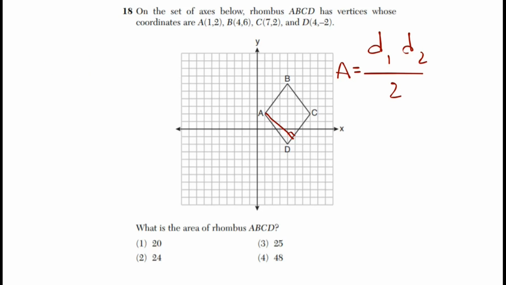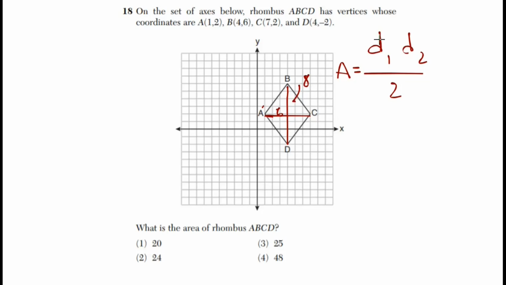Because it just so happens that it's really easy to find the diagonals in this case. Because this one's a horizontal line. If you take a look, what's that distance from A to C? That looks like a distance of 6. So we'll put 6 right here. And then the distance from D to B, that looks like a distance of 8. So the whole distance is 8.